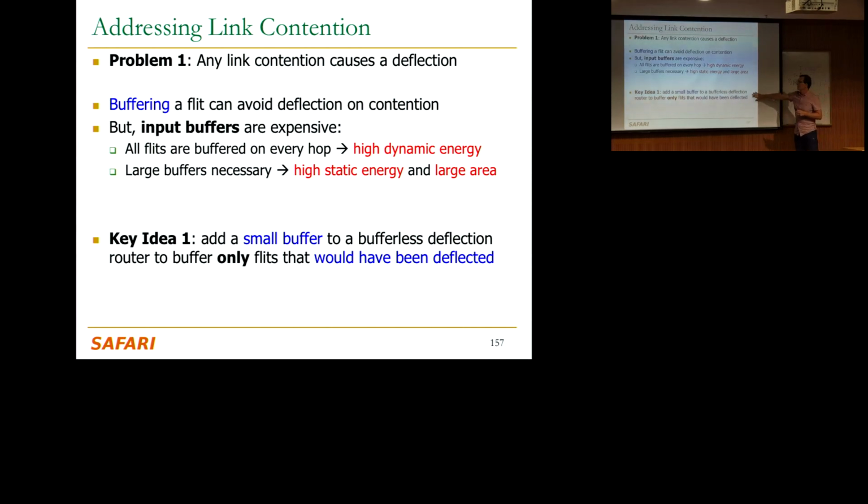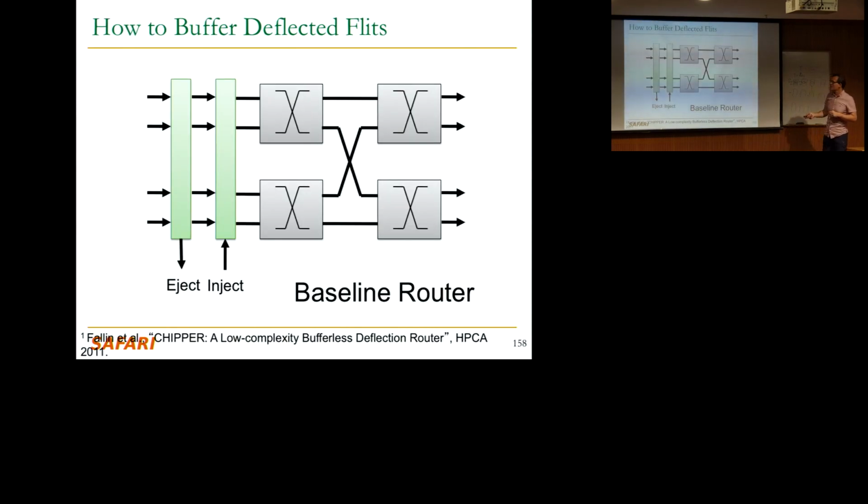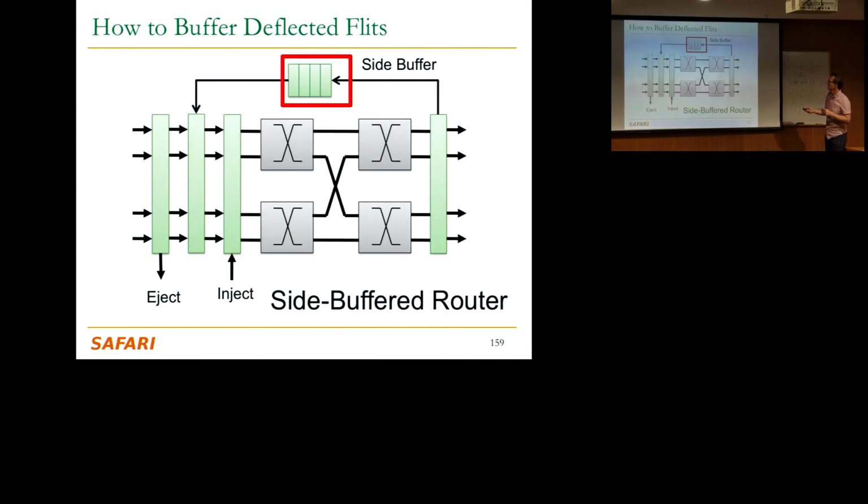Basically, the key idea is to add a small buffer to a bufferless deflection router to buffer only flits that would have been deflected. You know which flit is going to be deflected. Don't deflect it. Buffer it in a side buffer. That's the idea. So this is the baseline router. This is the injection and ejection ports that happened earlier than this permutation network. So these are 2 flits that need to go to those destinations. The red one gets deflected for whatever reason. The blue one gets to its destination. So the idea is this, basically. You have a side buffer that feeds back into the router. You can call this a loopback buffer also. The thing that's supposed to get deflected doesn't get deflected.